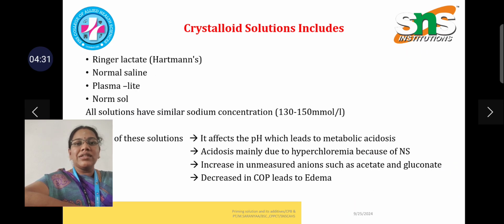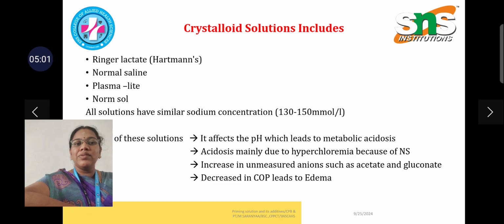Crystalloid solutions include ringer lactate, normal saline, plasmalyte and normosol, and all the solutions have a similar sodium concentration, that is 130 to 150 millimoles per liter. Using crystalloid affects the pH and can lead to metabolic acidosis also. So it is better to use the blood prime and the crystalloid as components together. Acidosis is mainly due to hyperchloremia because of normal saline. So using normal saline can lead to hyperchloremia.